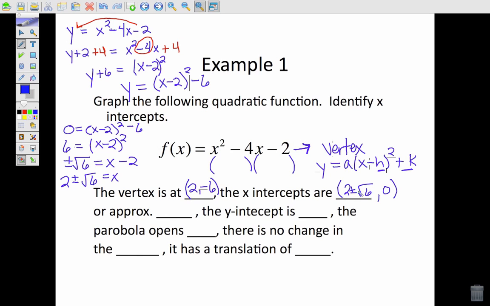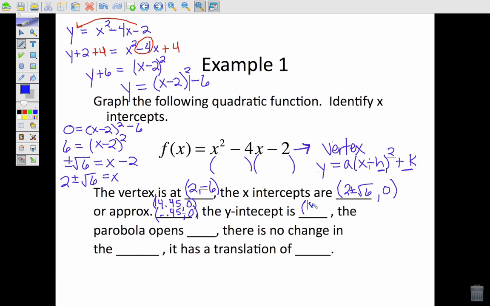Now we can approximate those values so that we actually can graph them. And you just have to type those into your calculator, both the plus and the minus. And when we do that, we get 4.45, 0. And the second one is negative 0.45, 0.